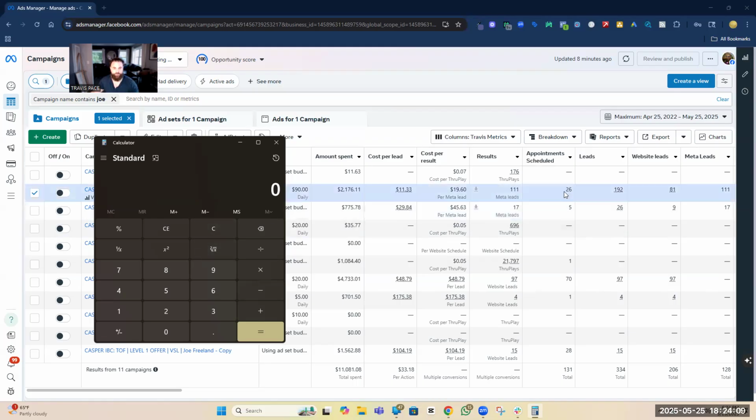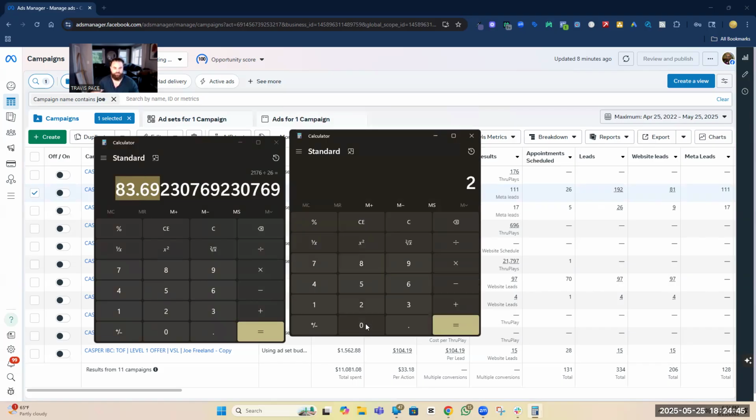The second thing that we wanted to know was at $2,176, if it got us 26 booked appointments, what was the cost of our appointment just to get somebody to the appointment? And that is $83.69. Now, we try to get a $50 appointment, but in this space, in this industry, a $200 appointment is actually profitable.